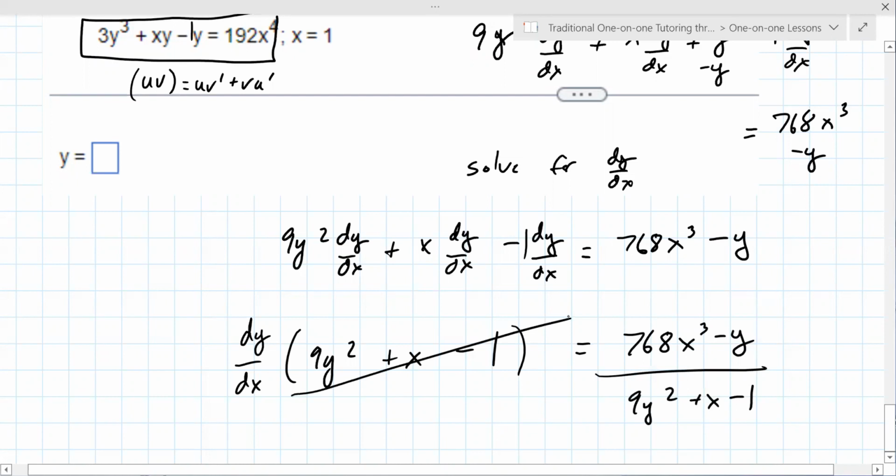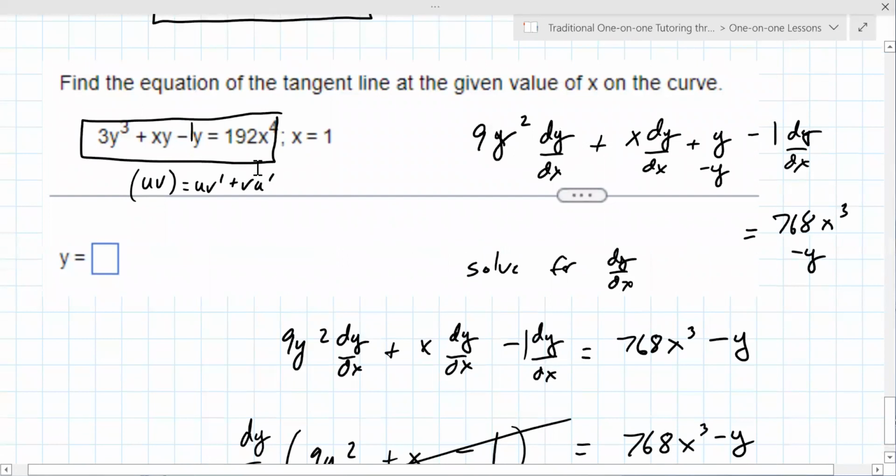Okay, but that's not what they want. They don't want the derivative. They want the tangent line, which means you have to plug in x and y. Problem is you don't have y, which is kind of frustrating. So to get y, you have to graph this and then figure out where the y value is. Or you could use a guess and check approach. So I'm going to graph this and snip that in.